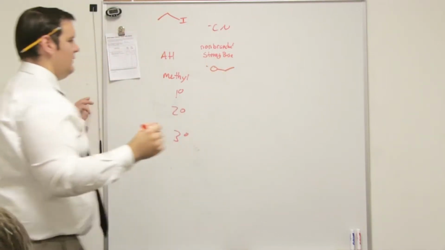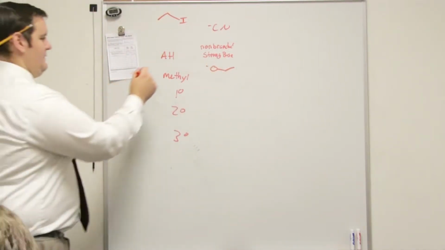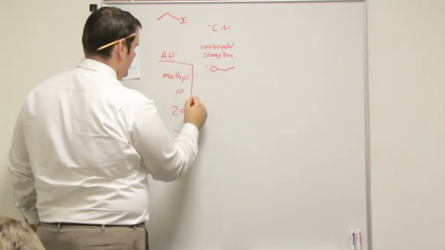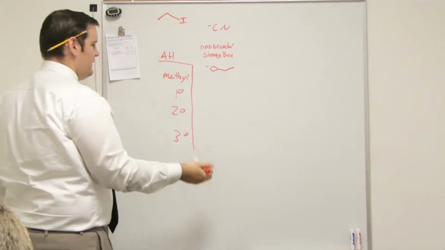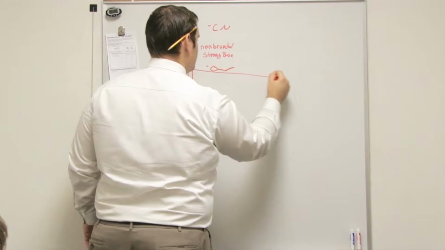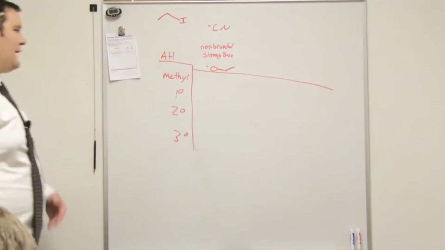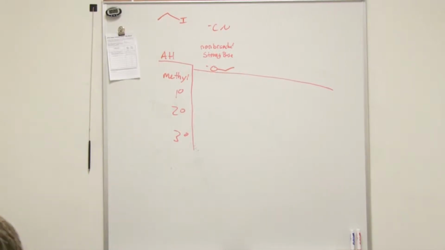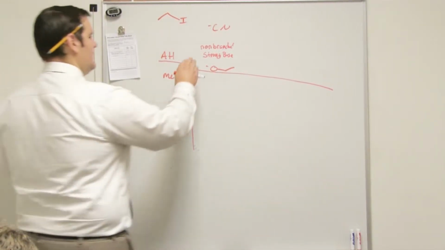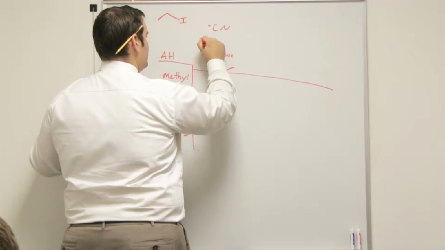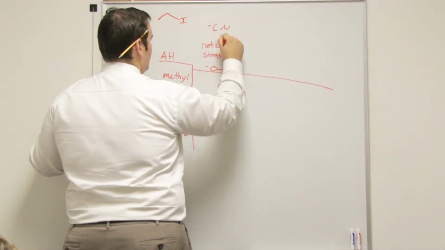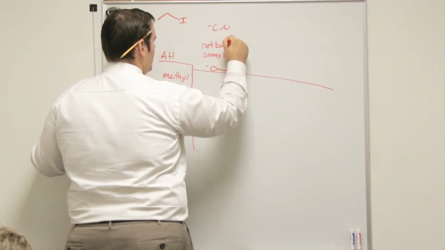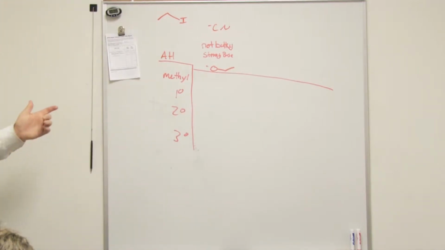Wait, so what's an AH? Alkyl halide. These are alkyl halides, really any good leaving group. So if we are reacting an alkyl halide with a strong base, but it's not bulky, an example would be ethoxide.